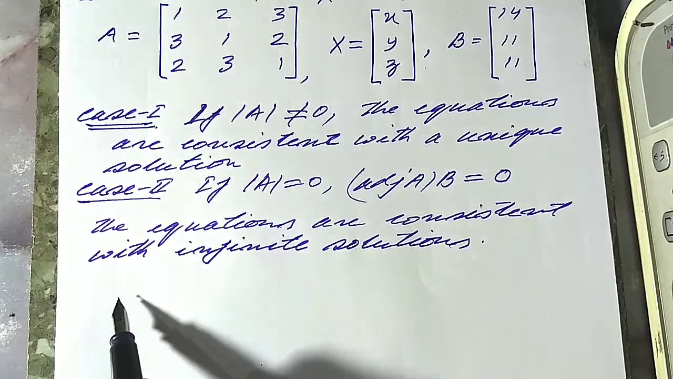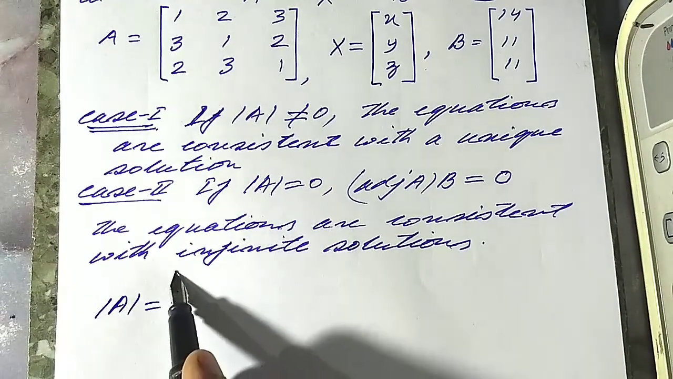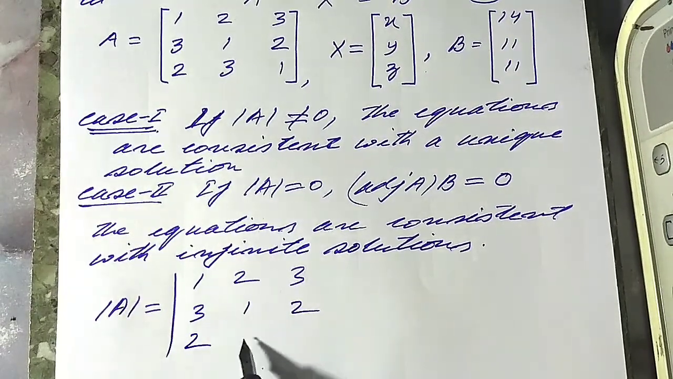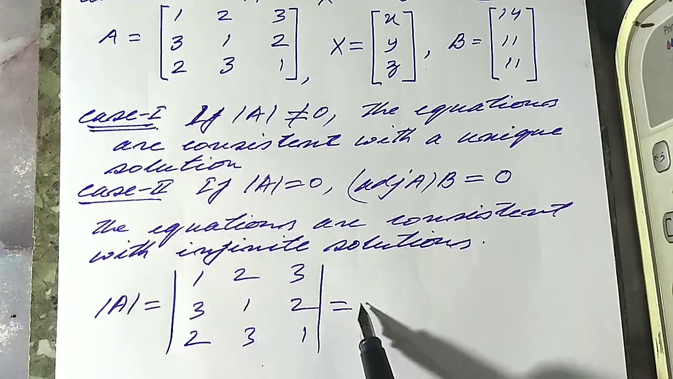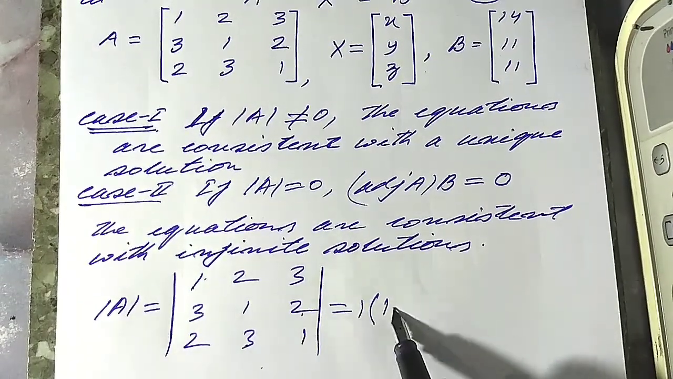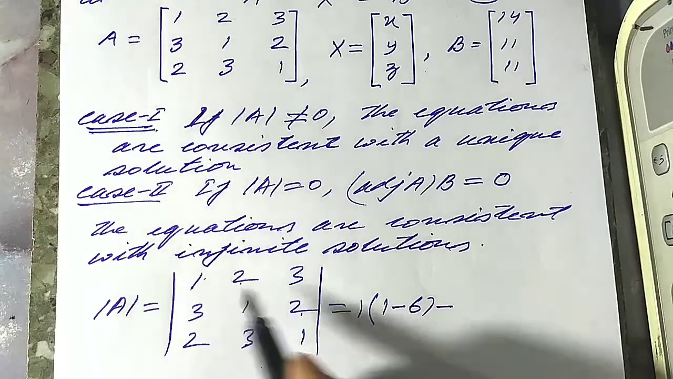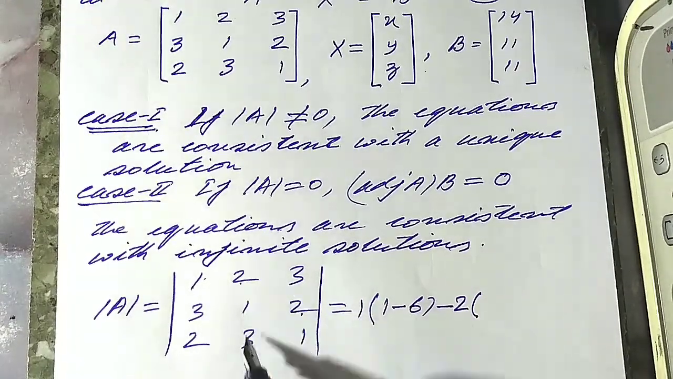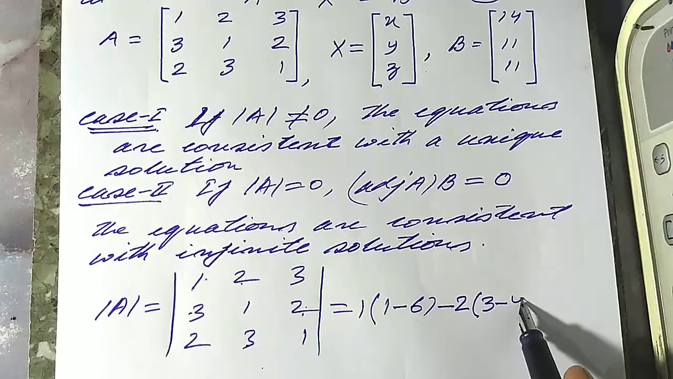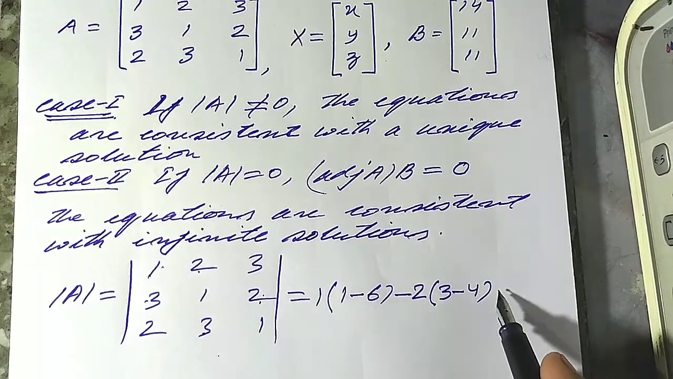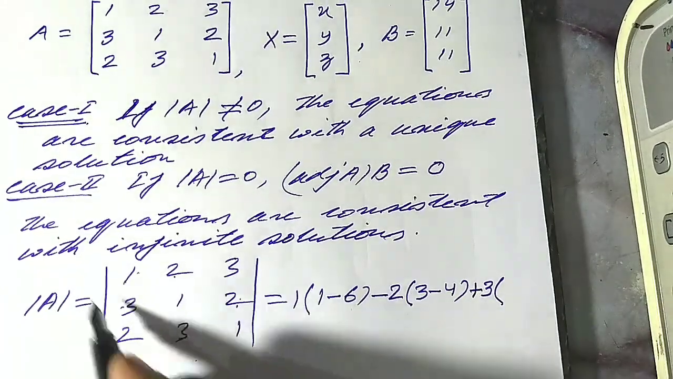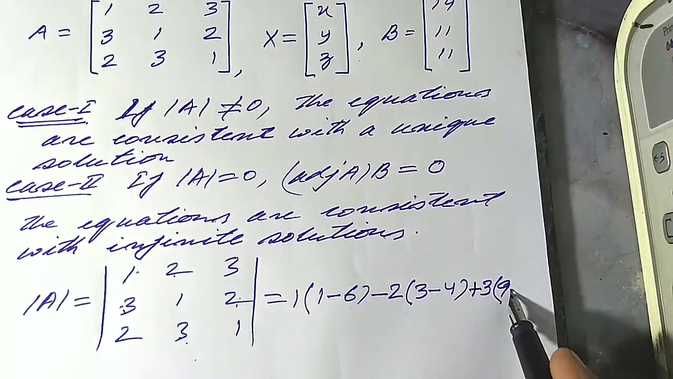So here determinant A must be found first. Determinant of 1, 2, 3, 3, 1, 2, 2, 3, 1 is equal to 1 bracket, this column, this row vanish, 1 ones are 1, 3 twos are 6, minus 6, then minus second element 2 bracket, this column, this row vanish, these 4 elements are left, cross multiplication, 3 ones are 3, 2 twos are 4, minus 4, and plus 3 bracket, this column, this row vanish, cross multiplication, 3 3s are 9, minus 1 2s are 2.